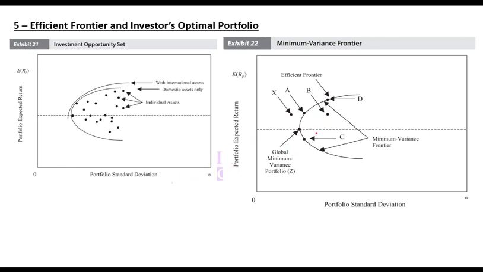Now next thing to note is that let's say that you are taking a risk of 10%. For 10% risk, you have a combination available which gives you 5% return. There is a combination available which gives you 15% return. So which one will you choose? You will obviously go for 15% return. Why? Because if you are taking the same amount of risk, you would want to go for higher return.